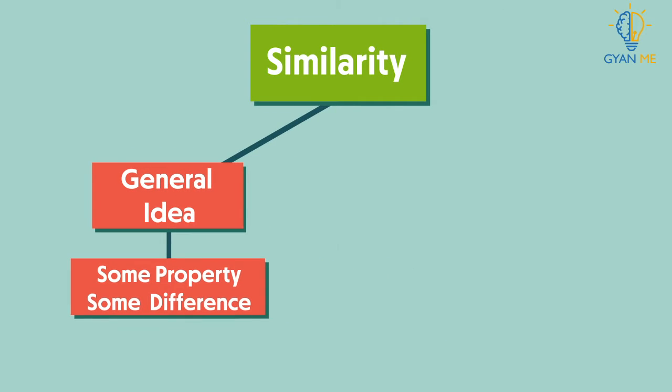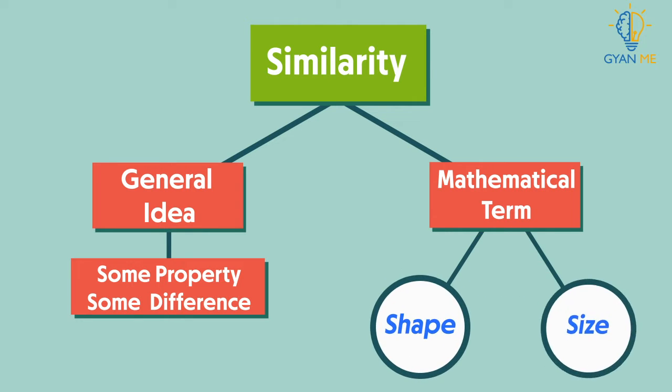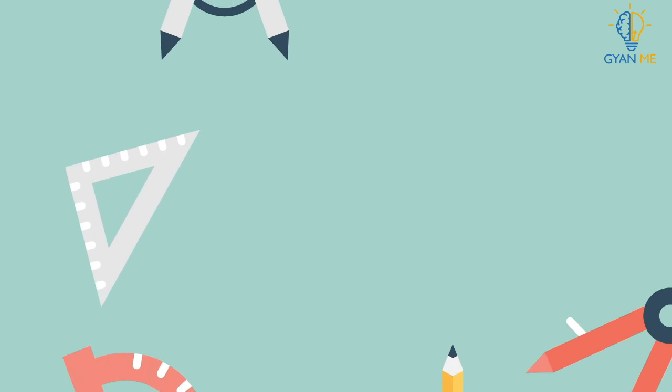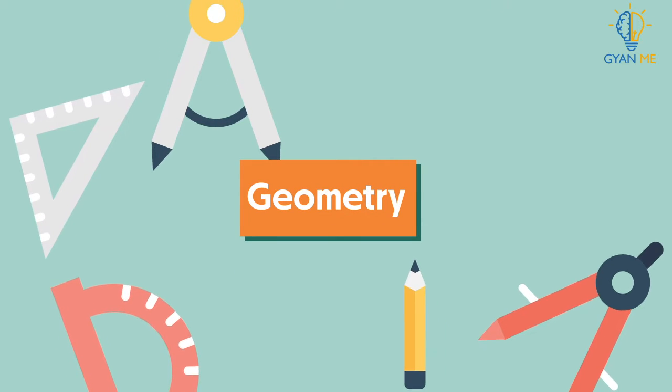But what about the concept of similarity in mathematics? In maths, we see specific characteristics between two figures to find out similarity between them. These specific characteristics are shape and size. The concept of similarity is studied under the branch of mathematics called geometry, which is nothing but the study of shapes.